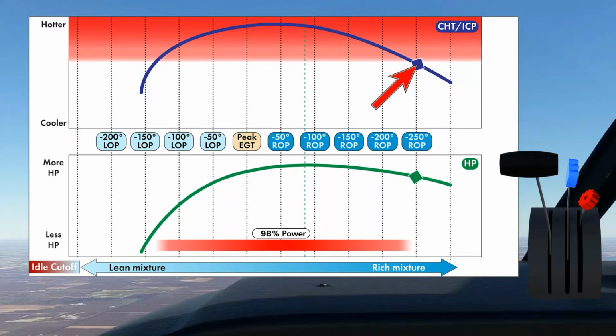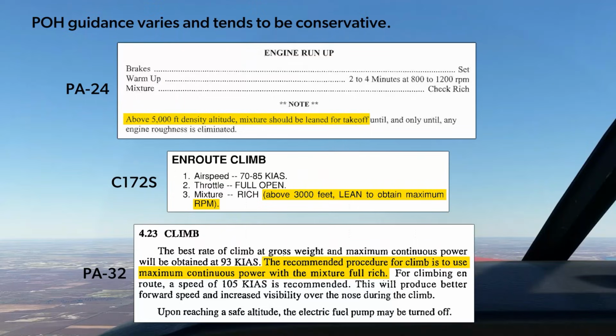And the mixture is set up such that it's rich enough, provides enough fuel flow for cooling at 100% power and at a sea level density altitude. What you do from there as you climb, there's various techniques. POH guidance is kind of all over the place on this. It tends to be on the conservative side, but not always.